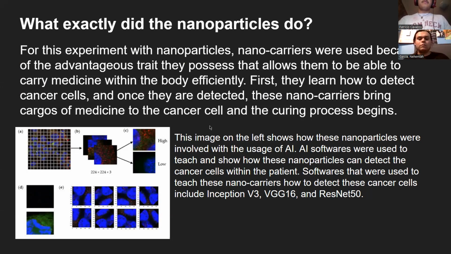And then the job of these nanocarriers would be to detect these cancer cells within the body. And once these cancer cells are detected, the nanocarrier can now carry the medicine within its system in order to combat the cancer within the host's body. As we can see here, we see the low and high quality cancer cell pictures, and these were provided by the three software AIs.